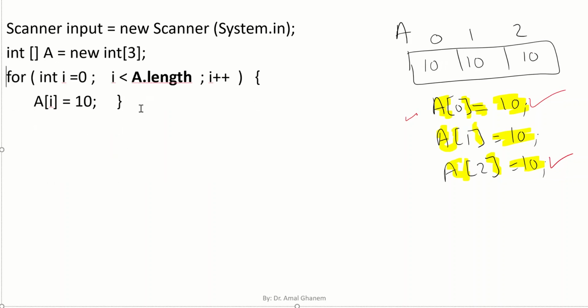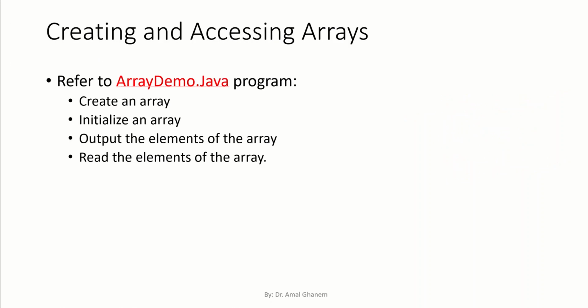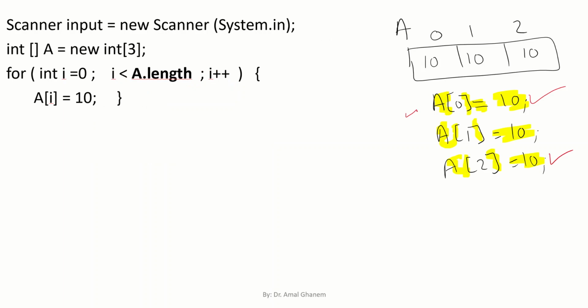So I'll remove this and I'll just keep the one that we are using, length. So we know that starting from 0 till the length, all of them will be initialized. Now the next step we will be doing is output the elements of your array. We need to do something with the output.